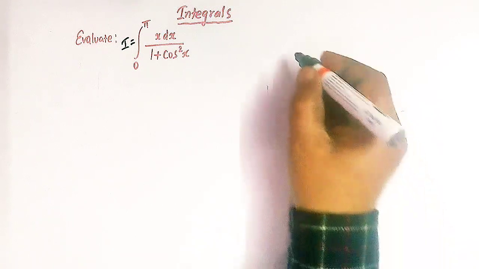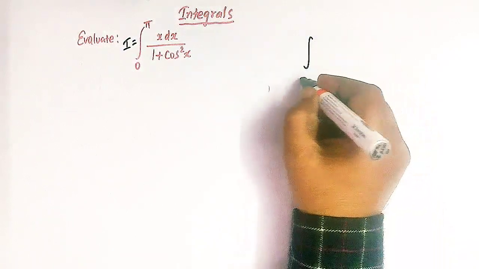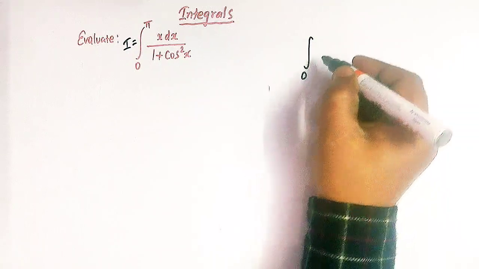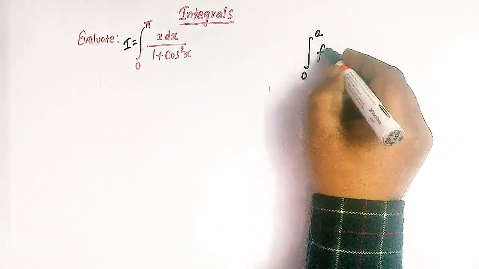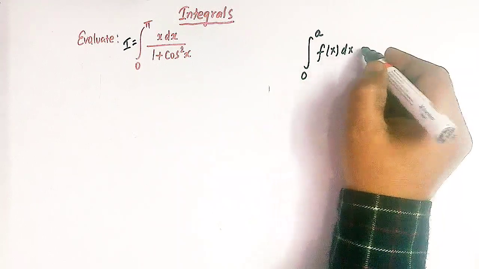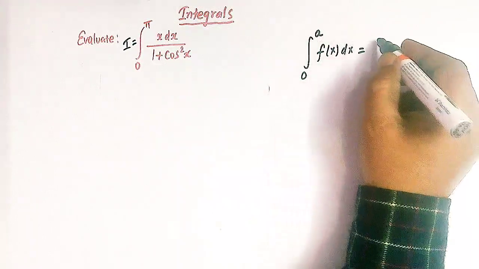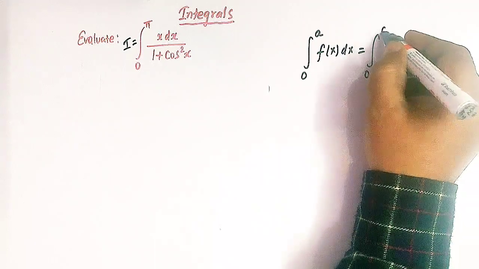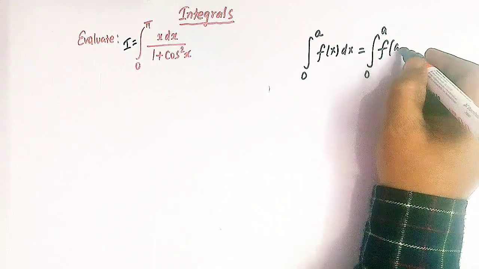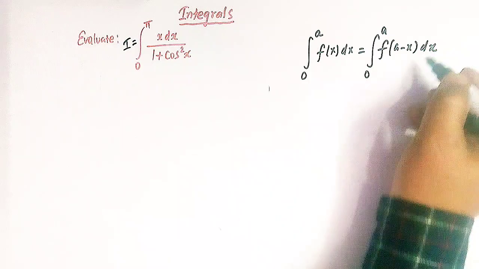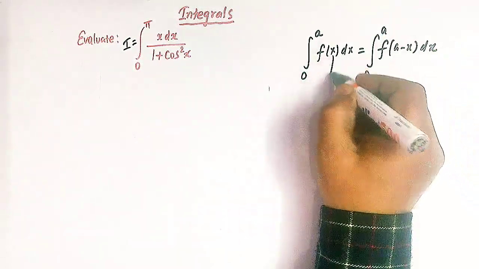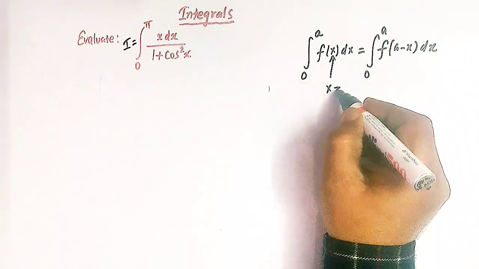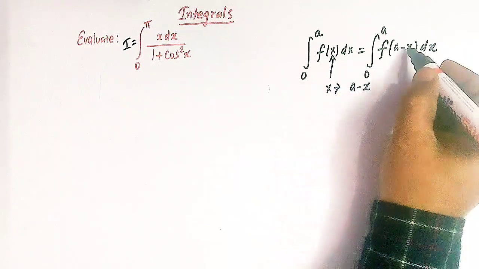So we know that an important property of definite integral which says that if we have an integral from 0 to a f of x dx, then this integral is equivalent to the integral from 0 to a f of a minus x dx, right? So what we do in this integral, we replace this x by a minus x, right?